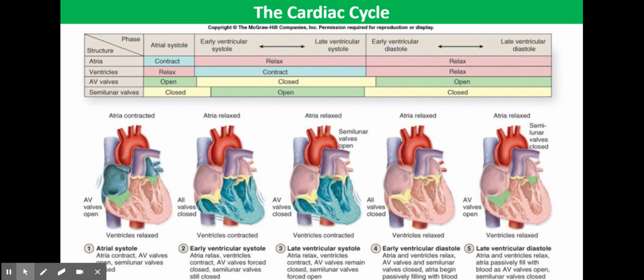We're now going to think about the semilunar valves. Before ventricular contraction, the pressure in the major arteries is higher than the pressure in the ventricles. This means that the semilunar valves are closed.